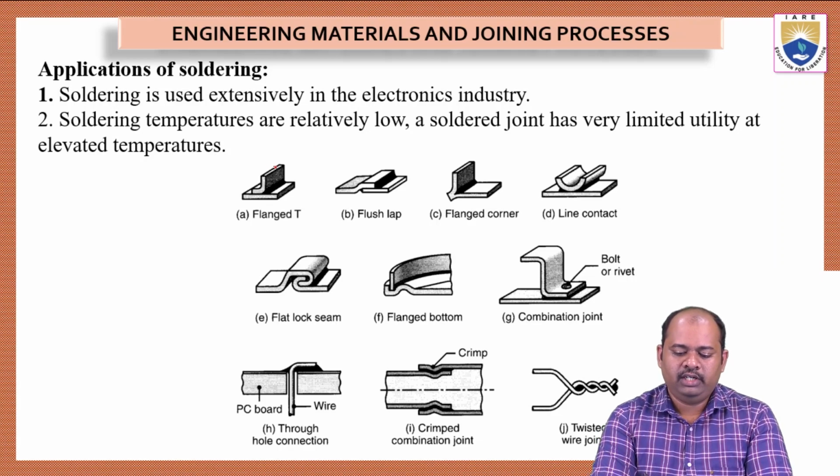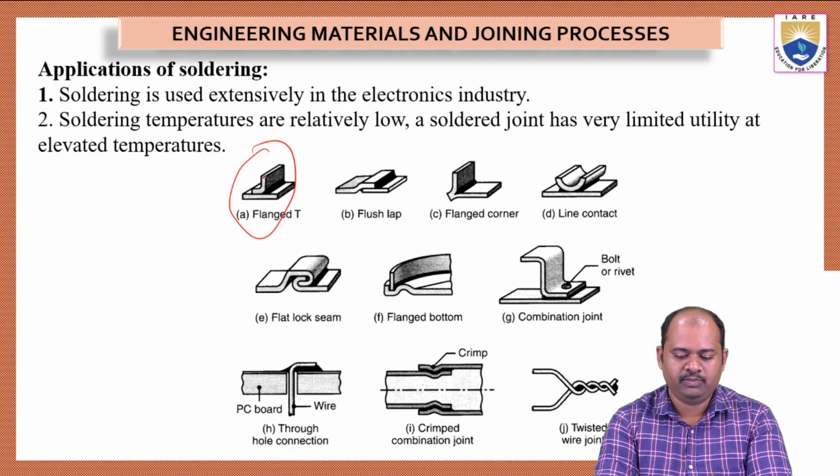And then we have different types of joints that can be formed in soldering. So this one is flanged. The arrangement is like this.